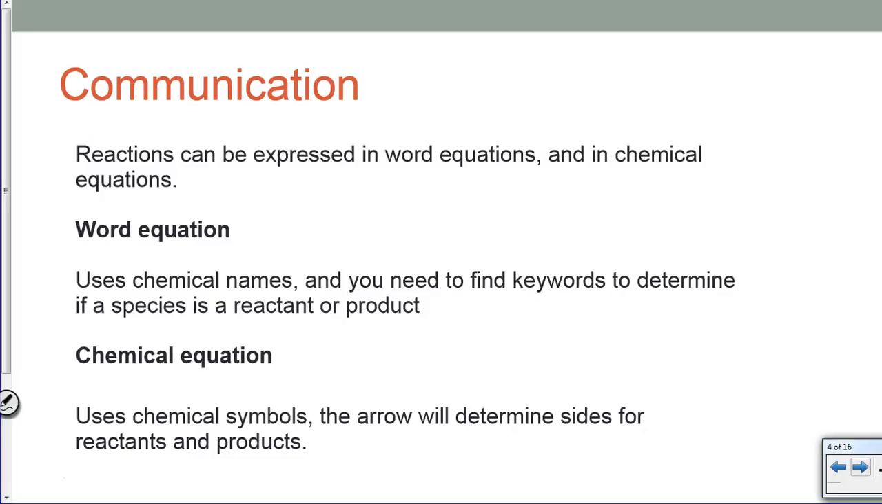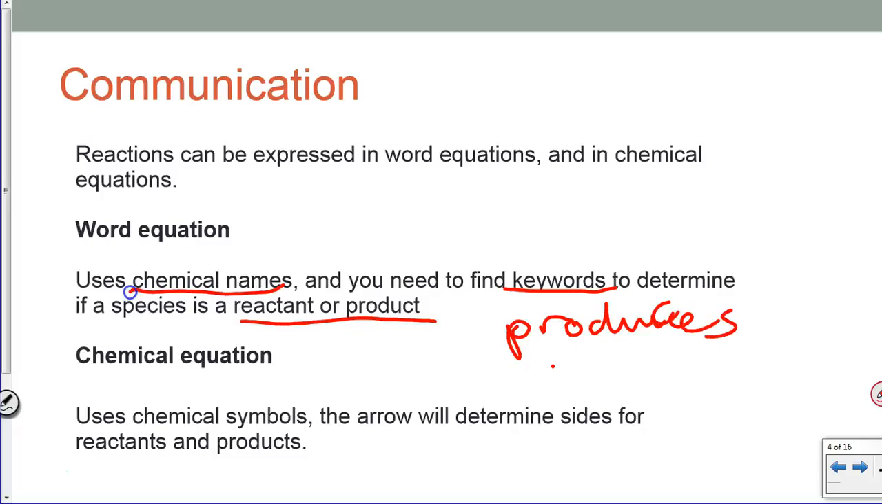So a reaction can be expressed in several ways. Number one, word equations, which is like a full sentence, and number two, chemical equations. Word equations use chemical names, and you need to find key words to determine if a species is a reactant or a product. Things like so-and-so produces this, or reacts with this to produce this. These keywords tell you which ones are reactants or which ones are products. And we'll get to these a little bit later on when we look at more examples.